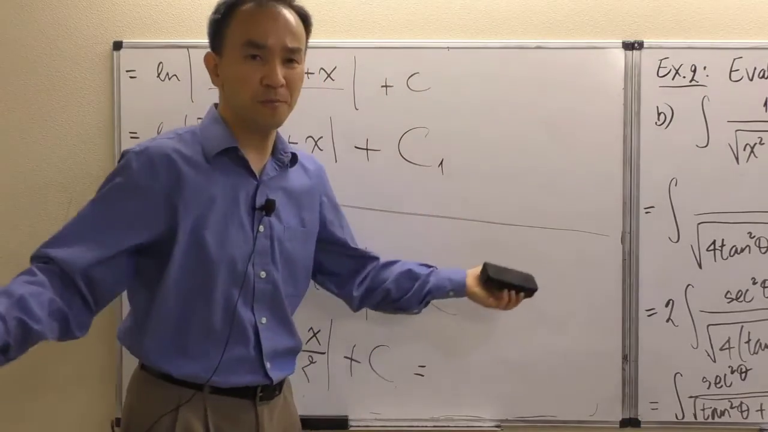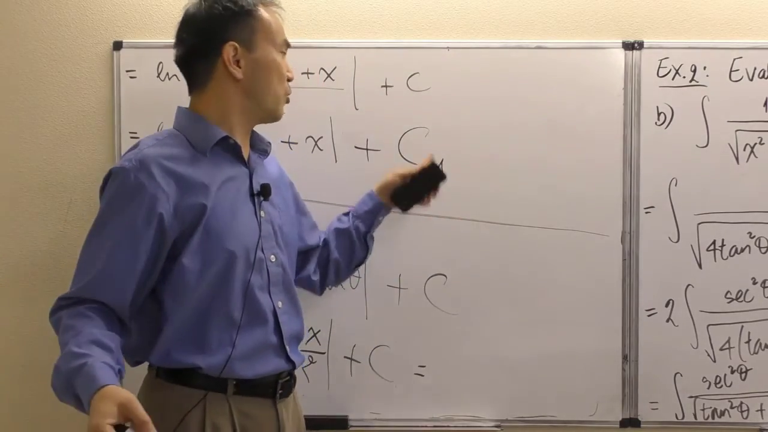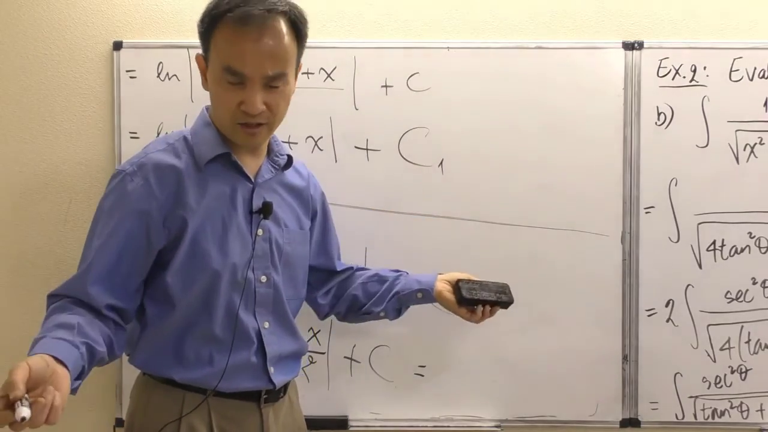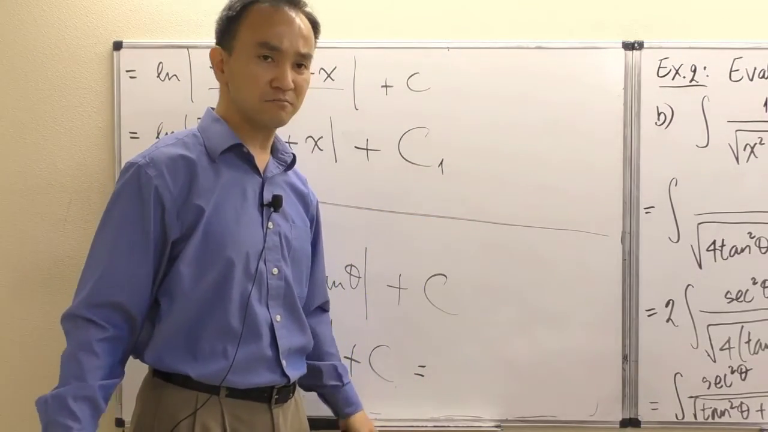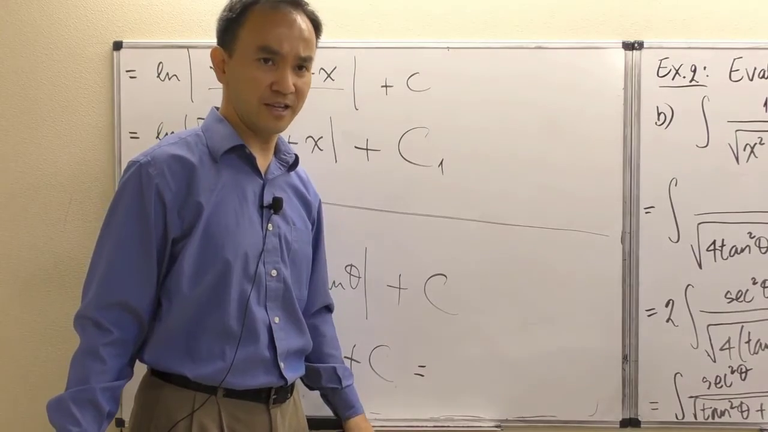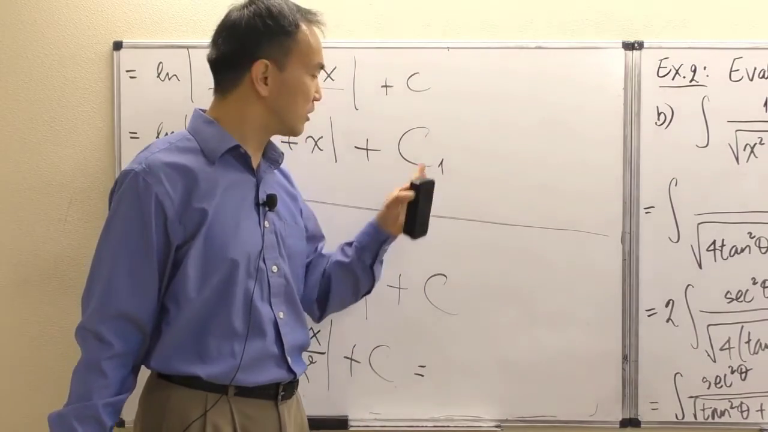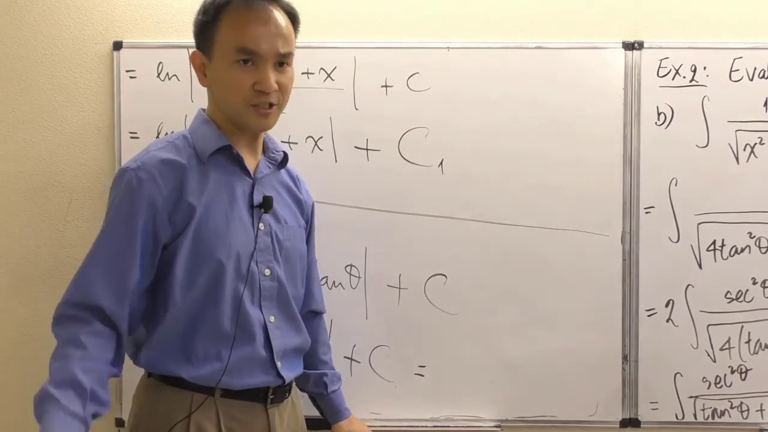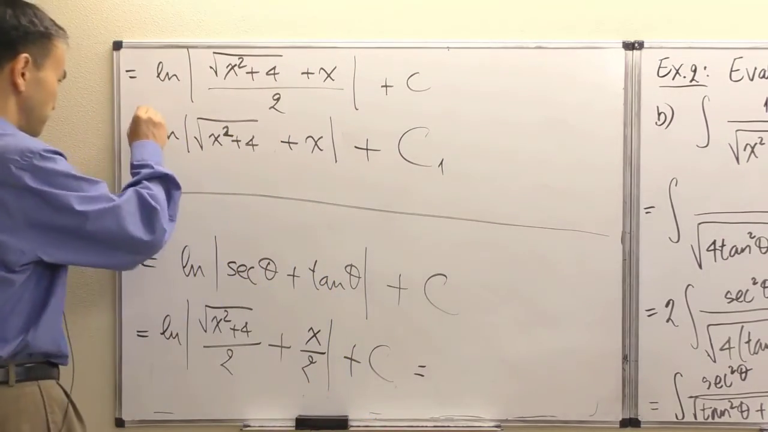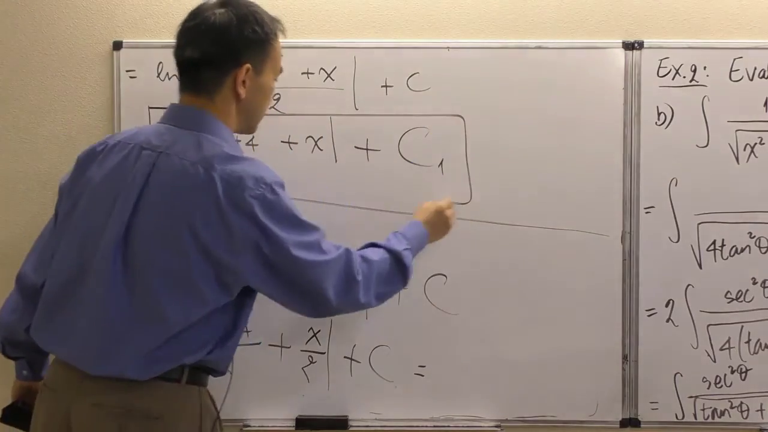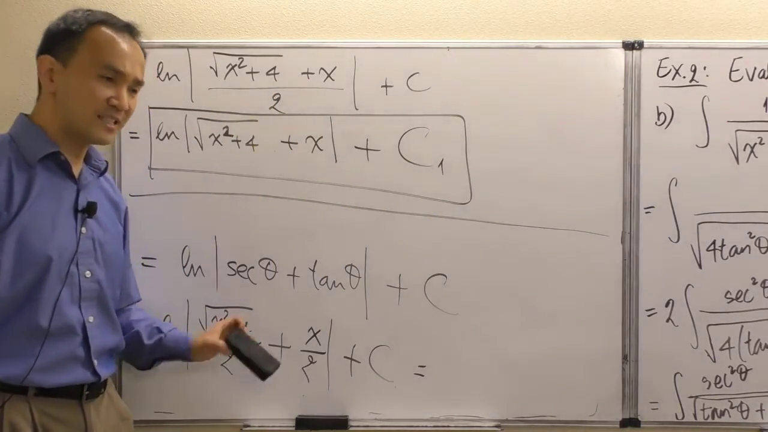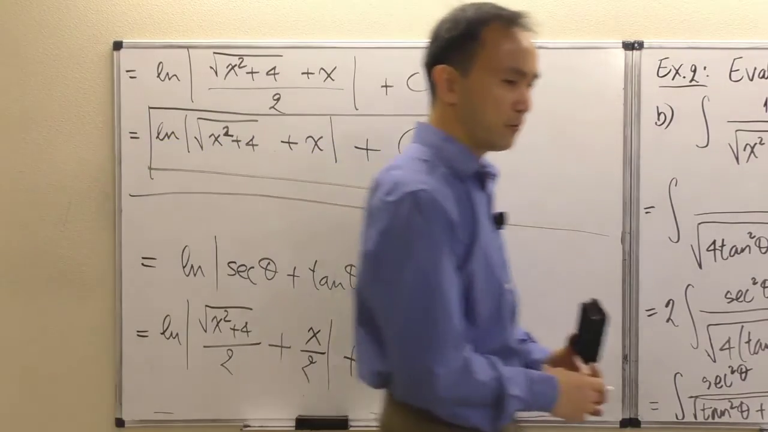For careful purposes, C1 in the end, or C. If you're using the same letter C again, nobody is going to hurt you for that. You still have your legal right to reuse the same C, because the point is it's just any constant. And so now that's your final answer right here, a very simplified version of your final answer. So that's how we're done with part B of our example.